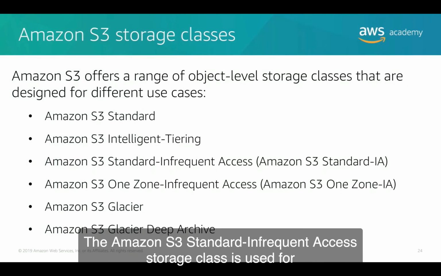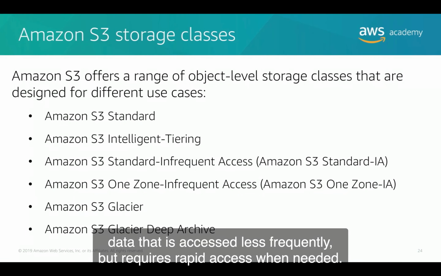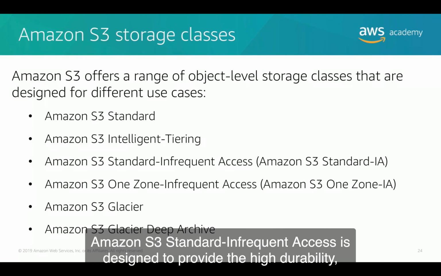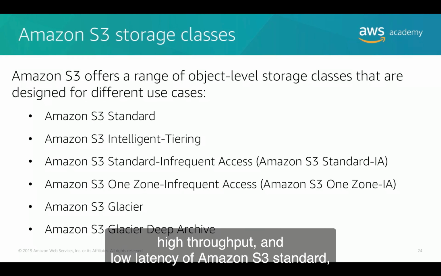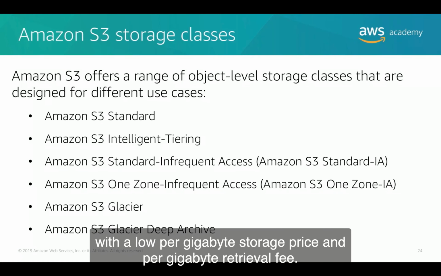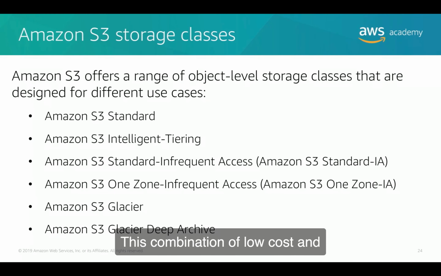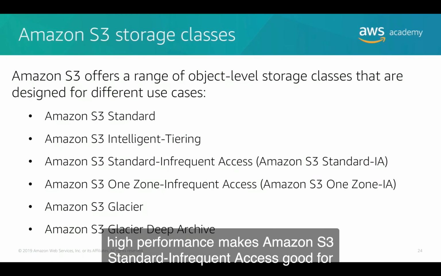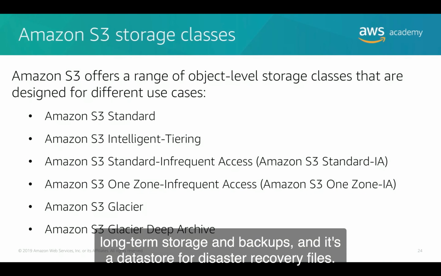The Amazon S3 Standard Infrequent Access storage class is used for data that is accessed less frequently, but requires rapid access when needed. Amazon S3 Standard Infrequent Access is designed to provide the high durability, high throughput, and low latency of Amazon S3 Standard with a low per gigabyte storage price and per gigabyte retrieval fee. This combination of low cost and high performance makes it good for long-term storage and backups, and it's a data store for disaster recovery files.